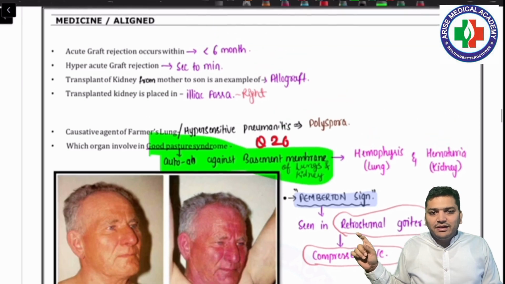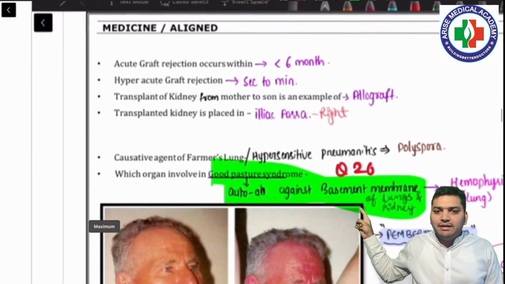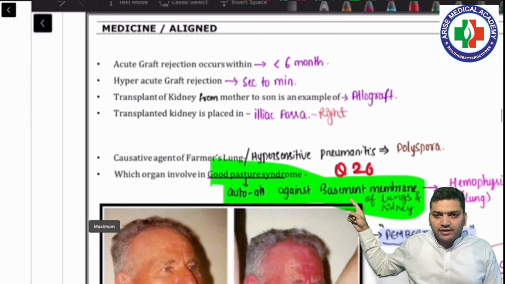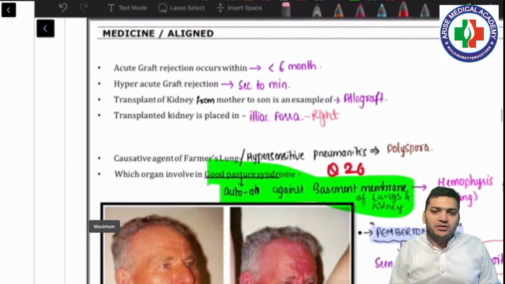Now this question was asked in the reverse direction. If there is an antibody against the basement membrane, it will lead to which condition? Antibody against basement membrane leads to Goodpasture syndrome.